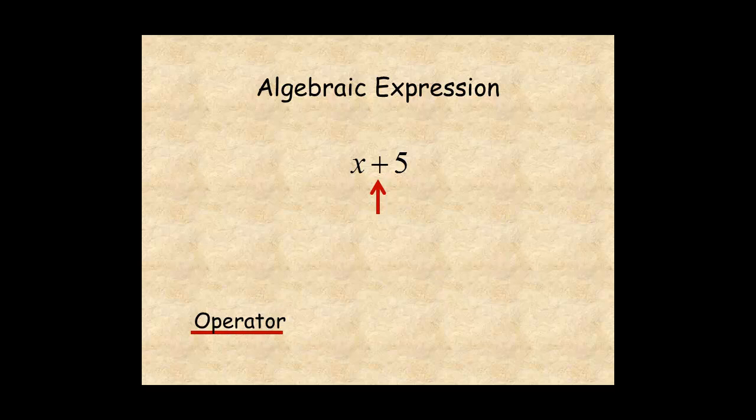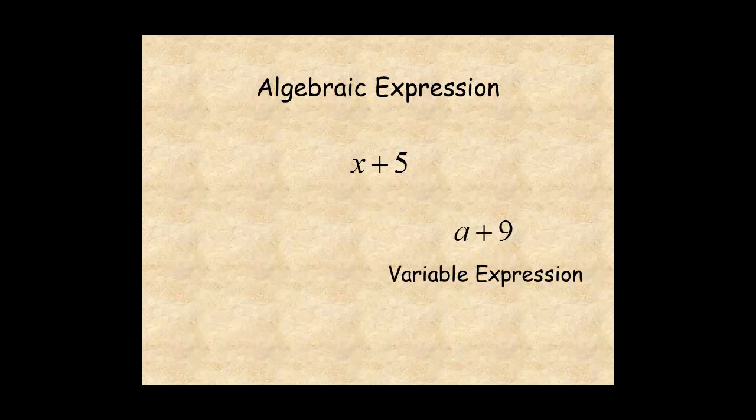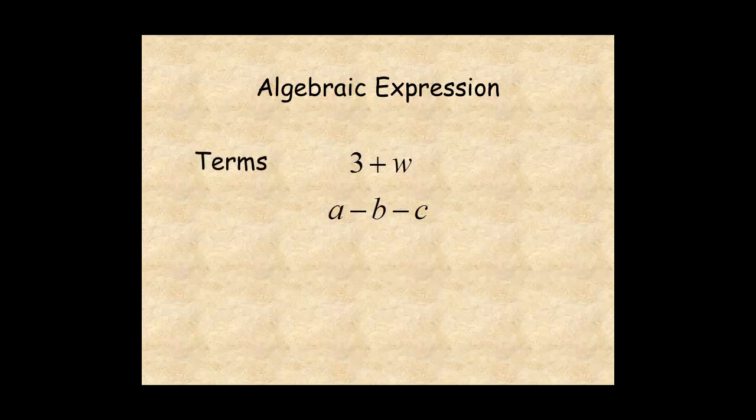An expression that has a variable is called a variable expression. An expression that has only numbers is called a numerical expression. The terms of an expression are parts of the expression connected by addition or subtraction. This expression has two terms, and this expression has three terms.